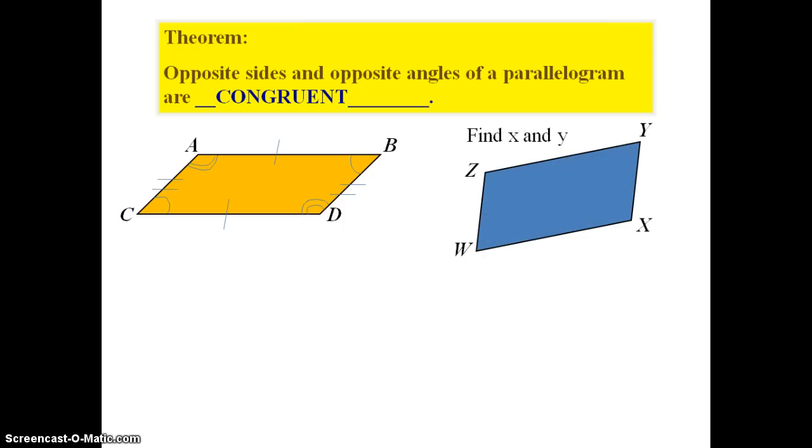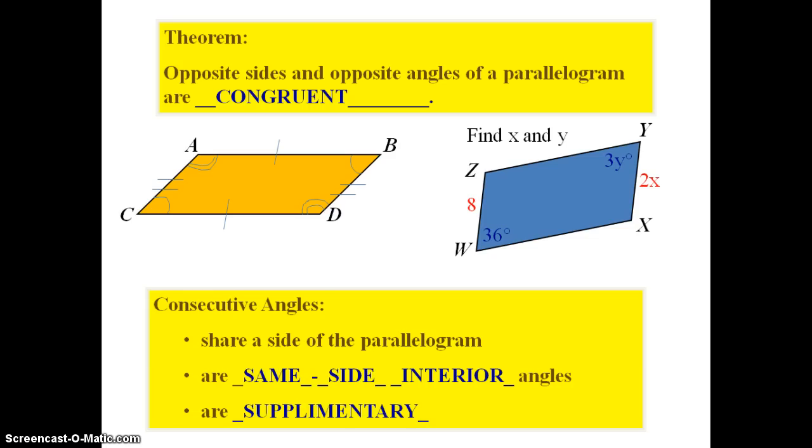Knowing that, if I told you to find x and y, what would you need to do? Well, ZW and YX are opposite sides, so you would set those equal to get that x is equal to 4. And 3y and 36 are opposite angles, so that means that y would have to be 12 for both of the angles to be 36.